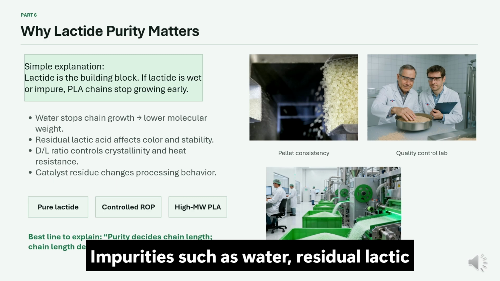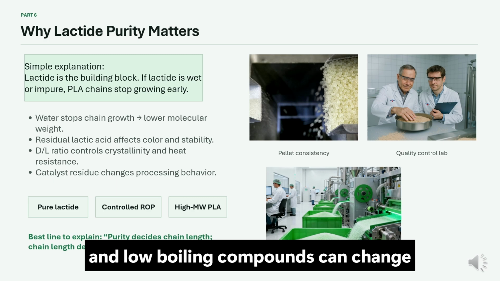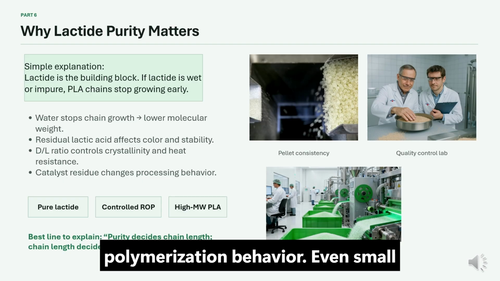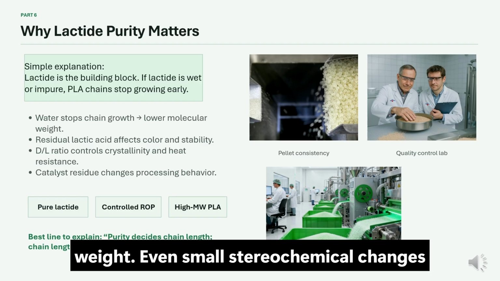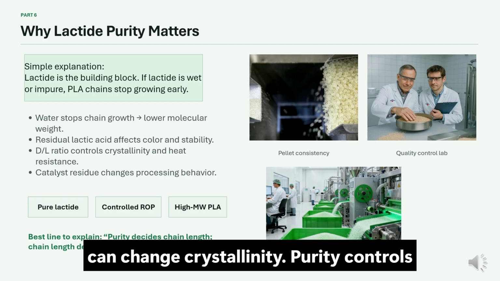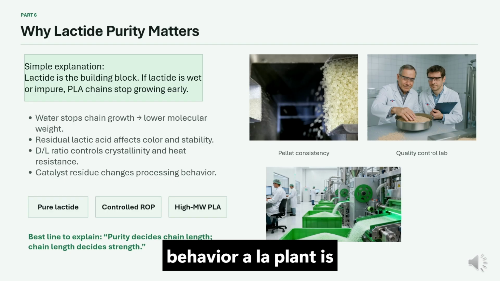Impurities such as water, residual lactic acid, mesolactide, catalyst residues, and low boiling compounds can change polymerization behavior. Even small amounts of water can reduce molecular weight. Even small stereochemical changes can change crystallinity. Purity controls molecular weight, color, thermal stability, crystallinity, and processing behavior.